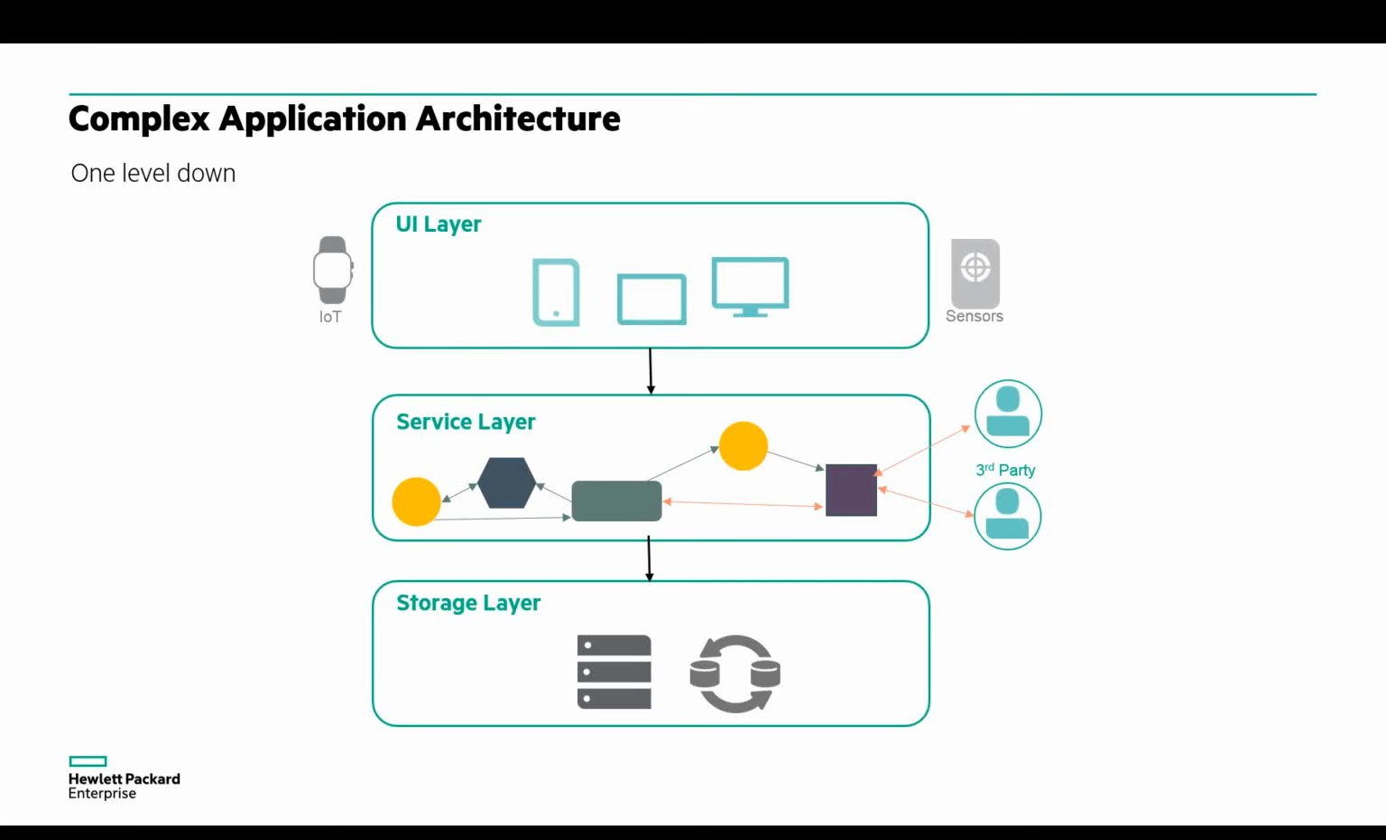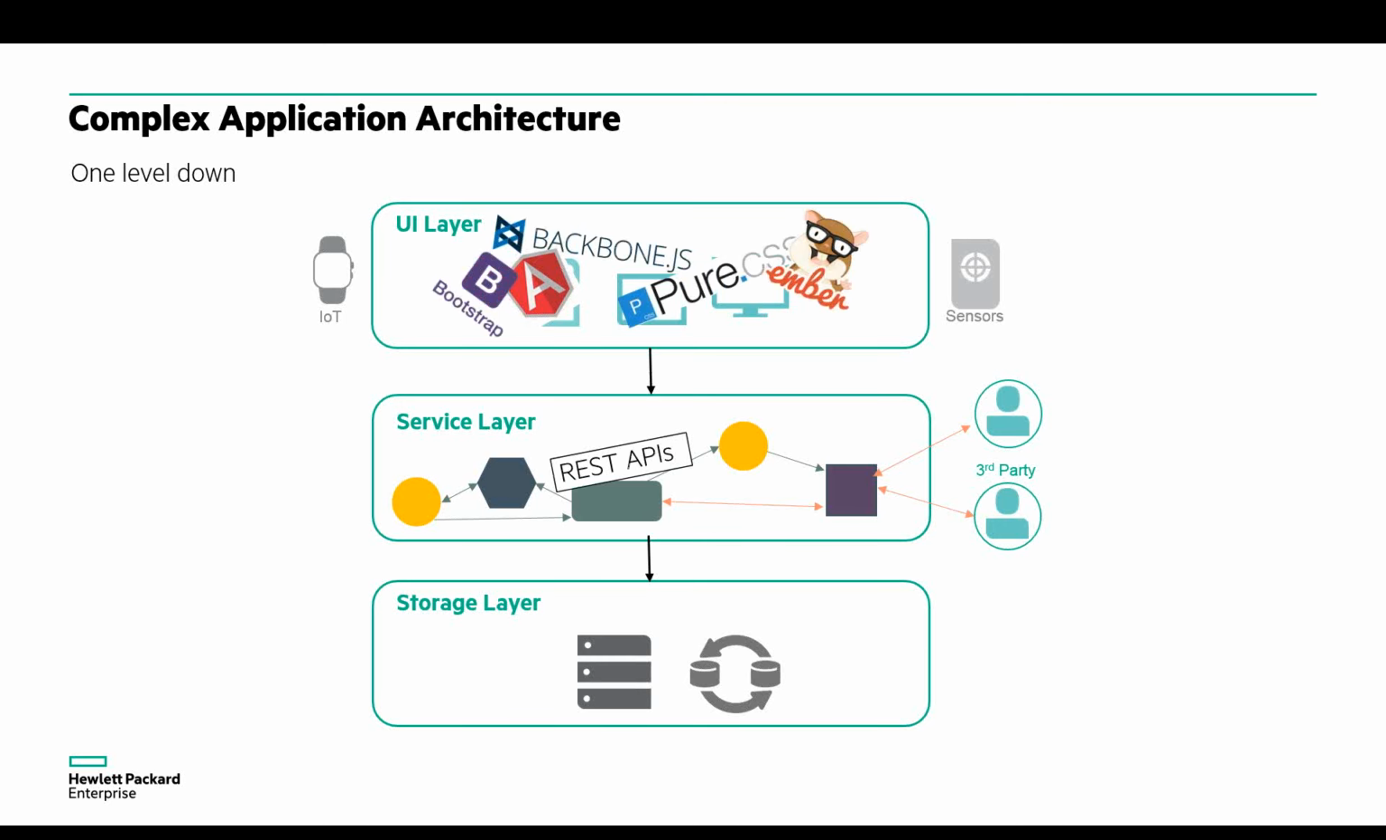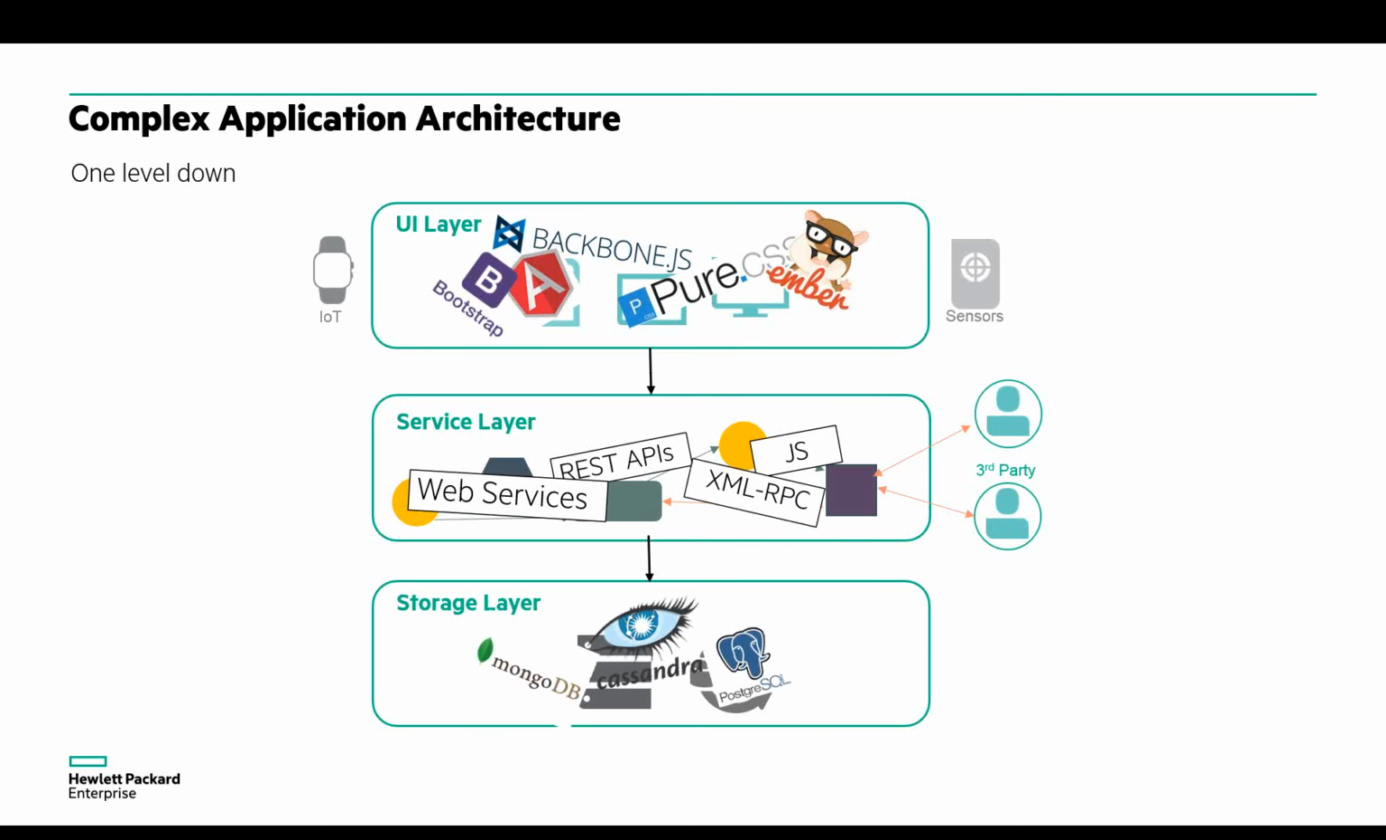And on the bottom part, we have the storage layer, which is usually the database where all of the information is being saved. So, just a quick overview of the most common frameworks today. For UI, we have Angular, Bootstrap, Pure CSS, Backbone, and Ember. On the service layer, we have REST APIs, as I already said, web services, JavaScript, XML. And on the storage layer, we have Mongo, Cassandra, Postgres, the good old Microsoft SQL Server, and the Oracle database.